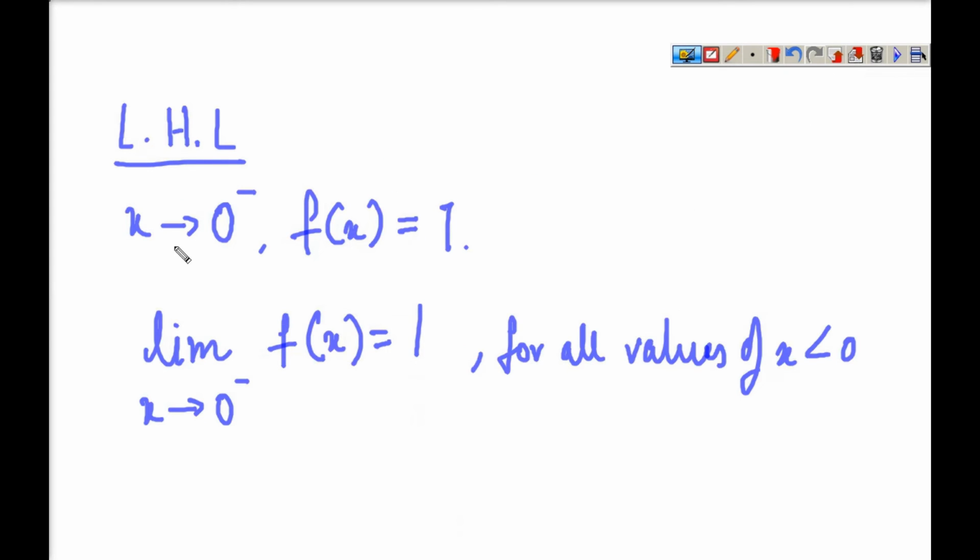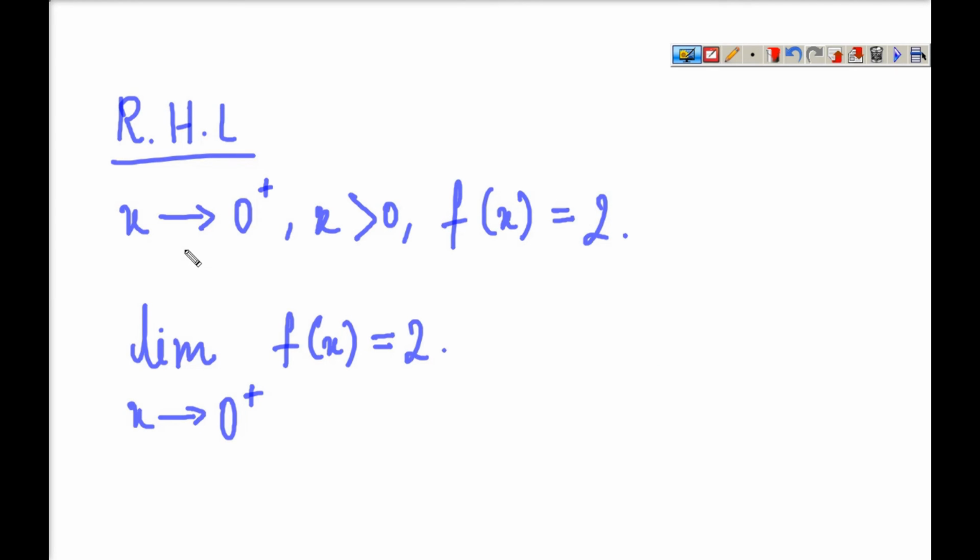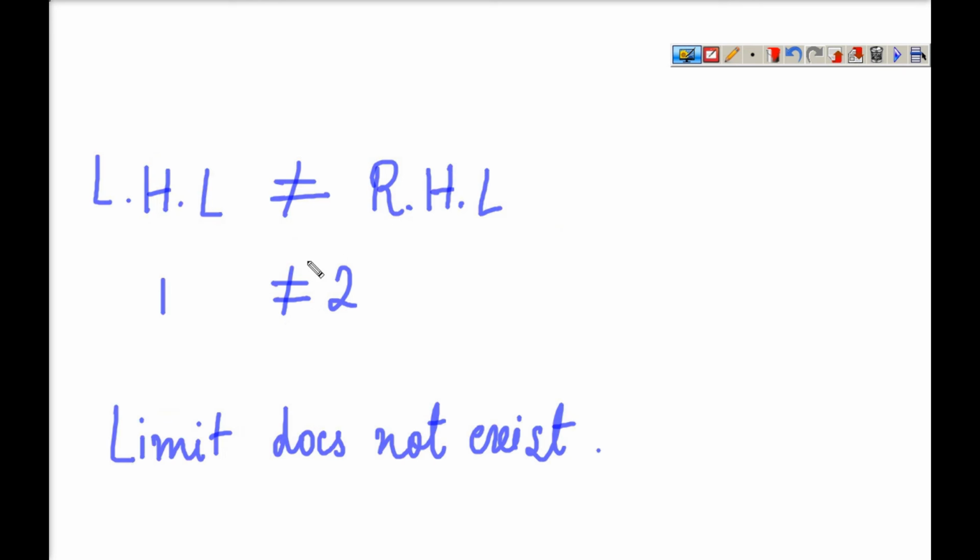Mathematically, we can write the left hand limit as x approaching 0 negative. That means all the values of x are less than 0 but very near to 0, and the functional value is 1. So limit as x tends to 0 negative of f of x equals 1. The right hand limit similarly will be limit as x tends to 0 positive. That means x approaches 0 from the right hand side, and the expected value of the function is 2. This is how we write the limits, and for this function the left hand limit is not equal to the right hand limit. We get 1 from the left and 2 from the right.